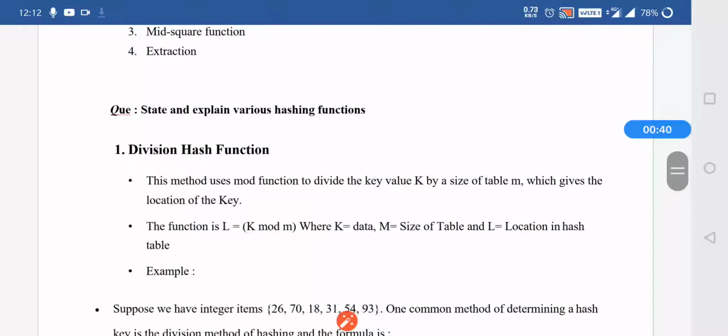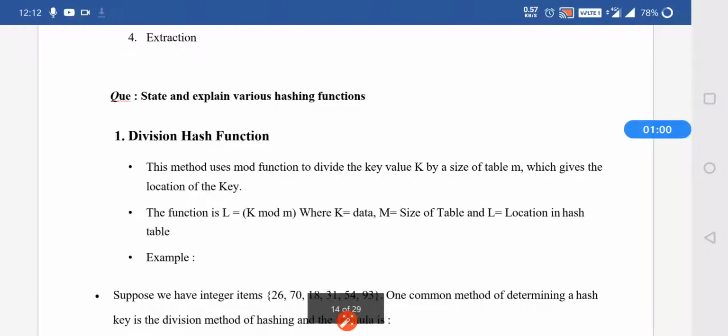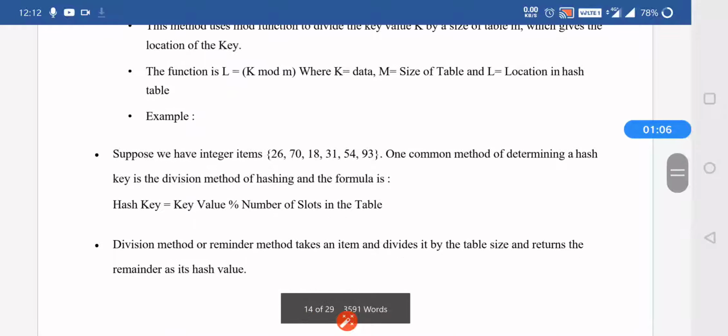So the first function is the division hash function. As its name implies, the method uses the mod function to divide the key value by the size of the table. Whatever the size of table we are having, that will be considered for the division, and that will give the location of the key. So the function is L = k mod m, where k is the data, m is the size of the table, and L is the location in the hash table.